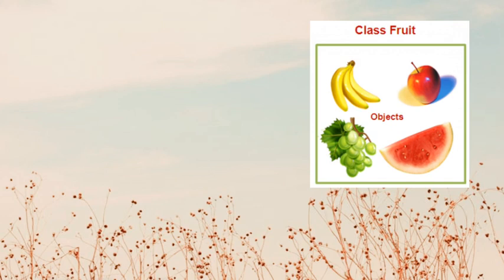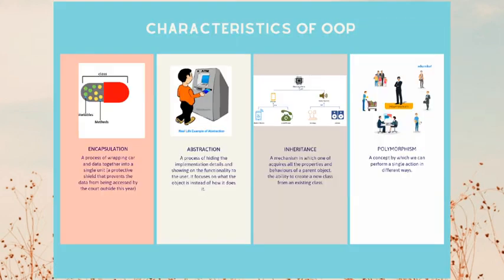Then we will proceed to the characteristics of OOP. Characteristics of OOP can be divided into four. The first one is encapsulation. Encapsulation is a process of wrapping code and data together into a single unit, a protective shell that prevents the data from being accessed by the code outside this shell.